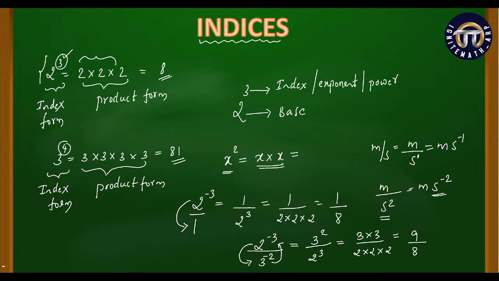So this becomes 9 by 8. Clear, children? 3 into 3 is 9, 2 into 2 into 2 is 8. So 9 by 8 is the right answer. Clear, children? Suppose if I have one more number, I'll just take one example over here.